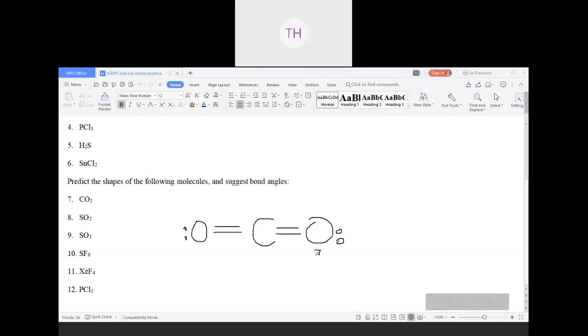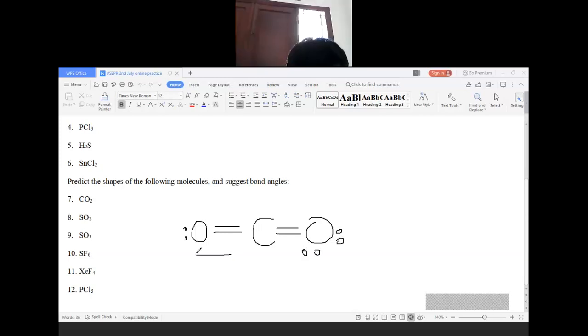Tetrahedral. No, it is not. It is not tetrahedral. Can anyone tell what is the shape of this molecule?